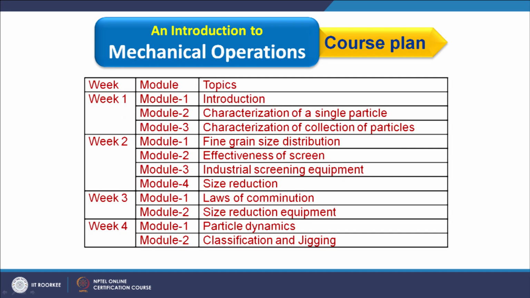The course plan is here. This is a 4-week course which is divided into a total of 11 modules. In week 1 I have module 1, which is the introduction that I am discussing right now. Module 2 consists of characterization of a single particle. Module 3 is characterization of a collection of particles, which is the whole content of week 1. In week 2 I have 4 modules. First is particle size distribution, second is effectiveness of a screen, third is industrial screening equipment, fourth is size reduction. The third week involves 2 modules, that is laws of comminution and size reduction equipment, and week 4 again involves 2 modules, that is particle dynamics, and classification and jigging. So this is the complete course plan.